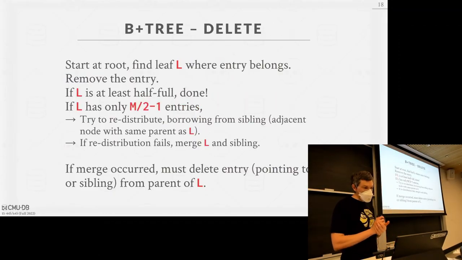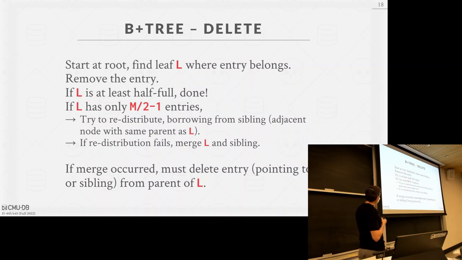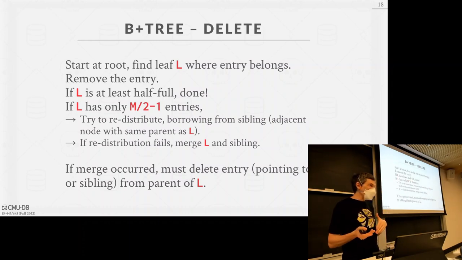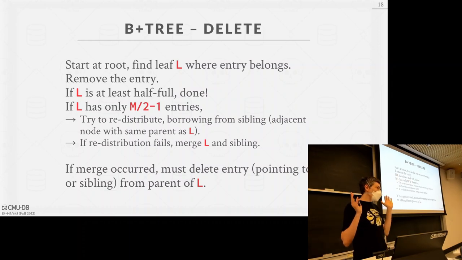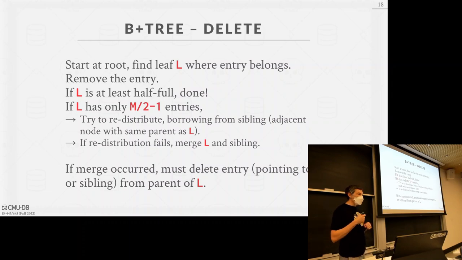All right, so deletes. Same idea, we start at the root, do a traversal looking at those guidepost markers. We get to a leaf node. We find the entry we want to delete if it exists. If the leaf node is at least half full, we delete it and we're done. If it's now less than half full, then we have to rebalance things, right?